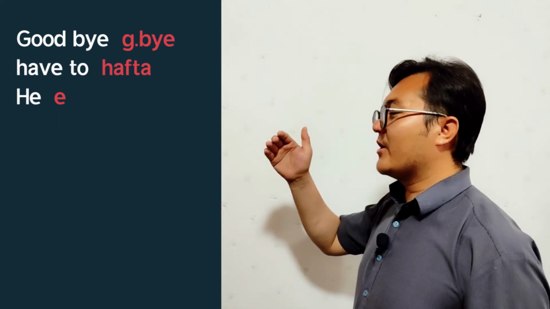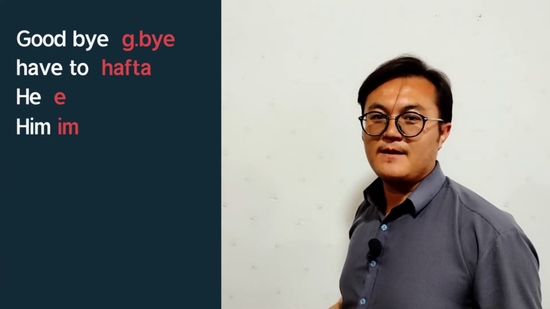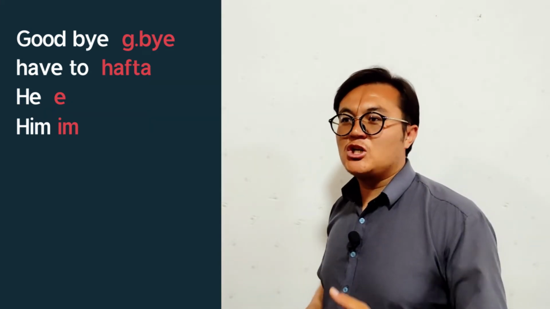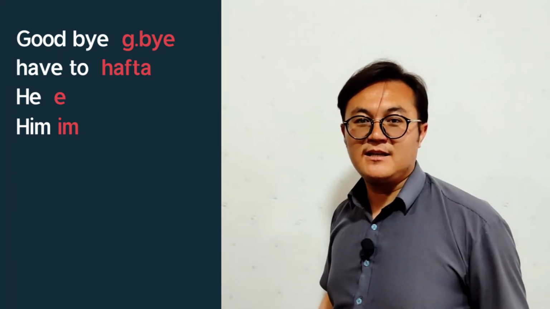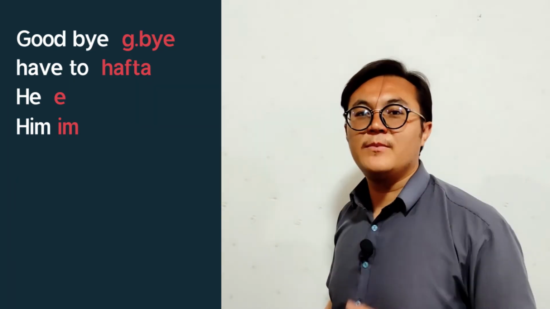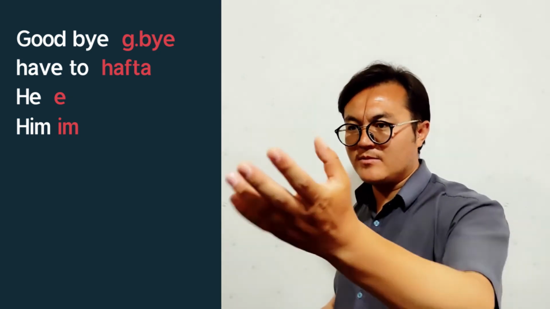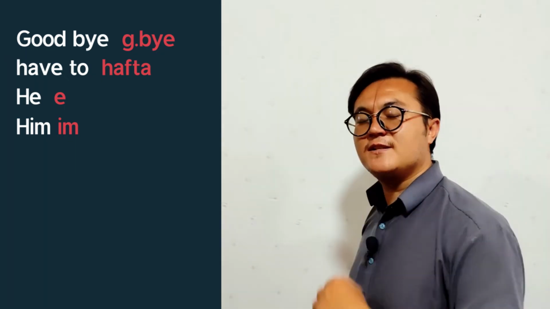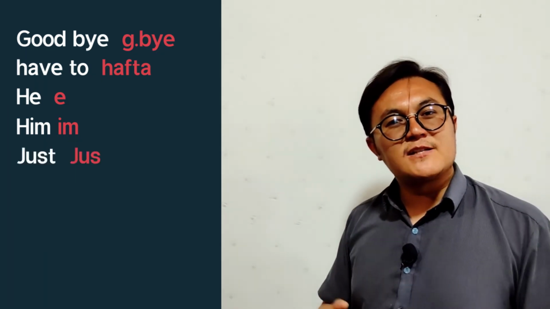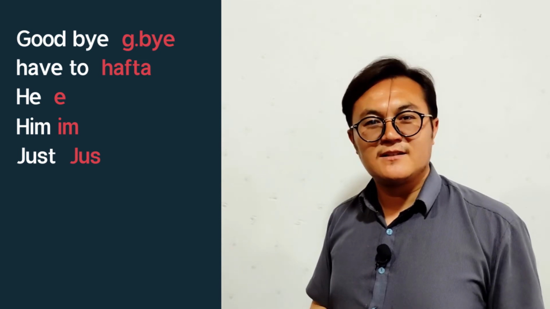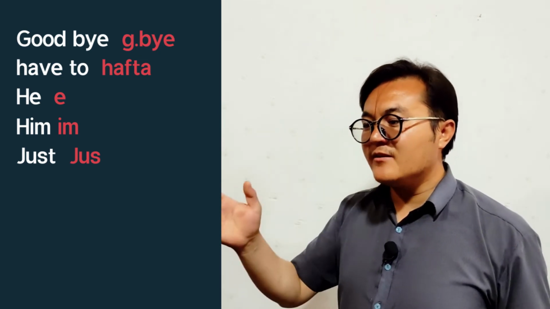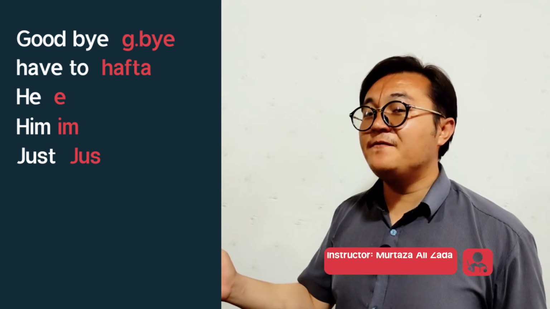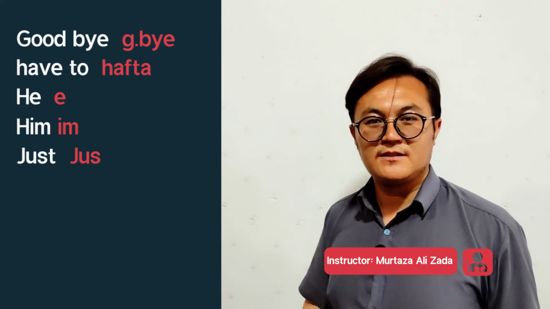So, another word is him. The object pronoun of he. Americans would say m. Call him. Call him to come. So another example, just. So Americans would usually say just. For example, I have just arrived. So Americans would say I've just arrived.